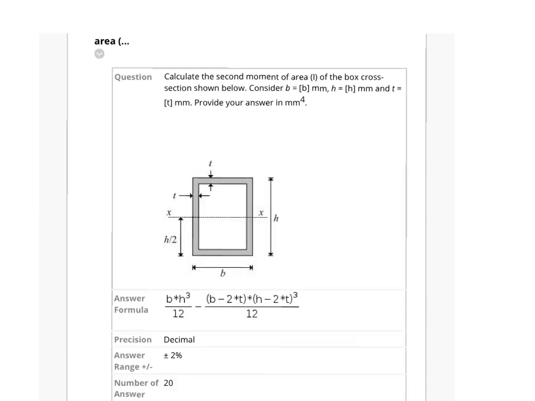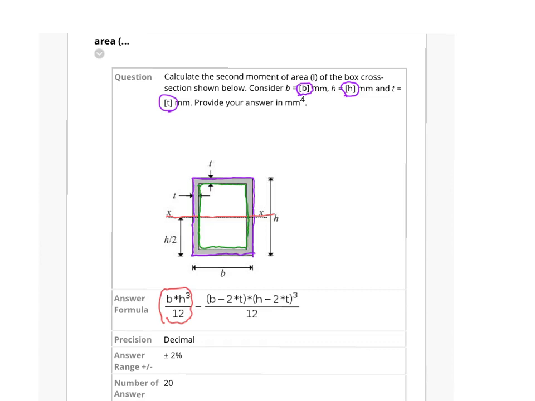For this problem, when you are doing the calculation, you probably have been given some numerical values for B and H, which you need to substitute, and also the thickness T. The way you can approach this problem is you can think about this outside rectangle, for which the second moment of area about this axis xx would be bh cubed over 12, where b is the outside width and h is the outside height.